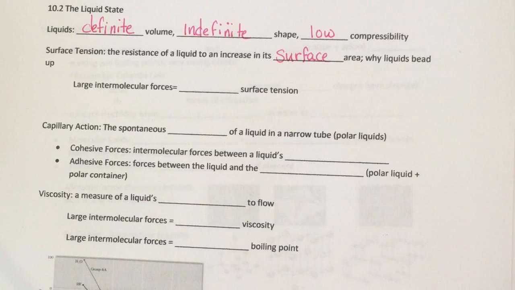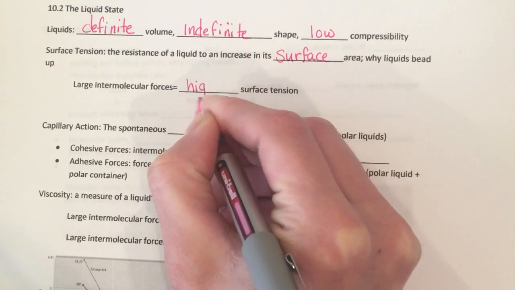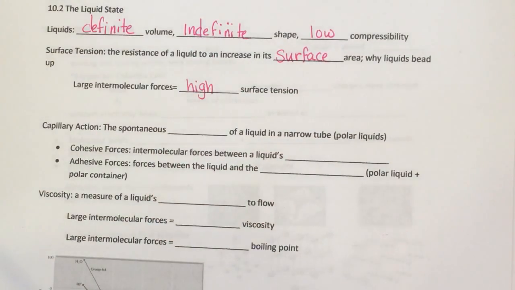Now, when we have large intermolecular forces, we're going to have high surface tension. Remember, our intermolecular forces, we've got three types: dipole-dipole, LDF, and hydrogen bonding. So the higher the intermolecular forces, the higher the surface tension.